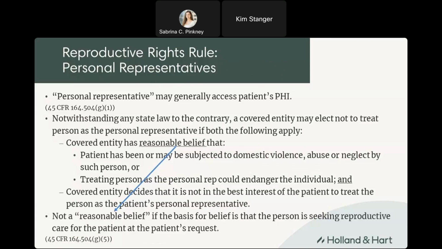They also indicated there's an exception under HIPAA that allows you to decline to provide information to the personal representative if you think it would result in abuse or neglect. The government just clarified that just because the parent thinks that the reproductive health care was improper does not mean that that's a reasonable belief for abuse or neglect.